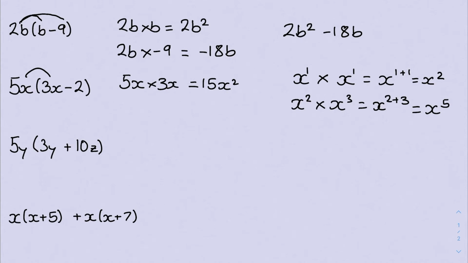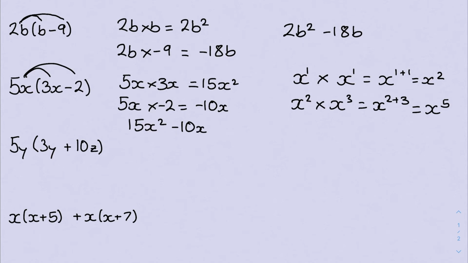Okay, so we'll go for our next, and then this one here, we have 5x multiplied by minus 2, which will be minus 10x. So our final answer here would be 15x squared minus 10x.